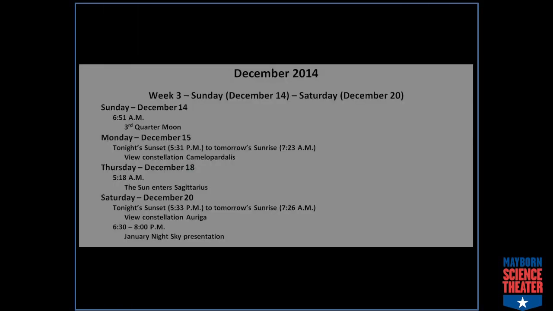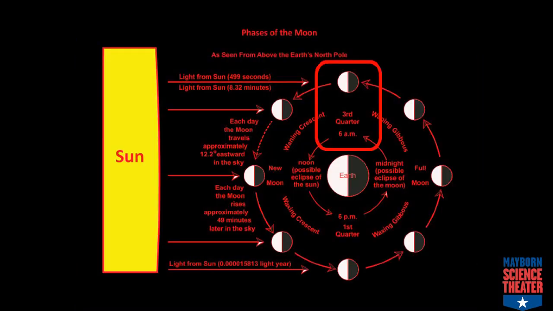Let's go on. Let's go to the next week. Week number 3, and we're going to have now a third quarter moon. Remember, we started with a full, and so we're going to go from the full, and as time goes on, we're coming to a third quarter moon. And here we have it in relation again to Earth and to the Sun.